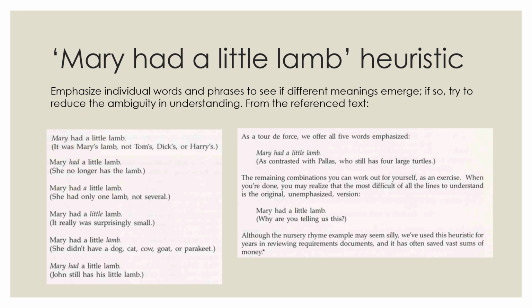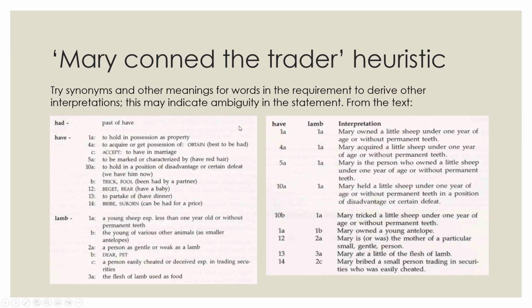Why are you including this in there? How does it, in the case of a book, advance the story or the plot or give some insight into characters? Same thing in requirements, right? Why is that there? Great. But Mary Had a Little Lamb just says take the words and almost take it apart into the pieces and see if you're getting wide variation in meaning, or some words or phrases that don't need to be there. Okay. And the Mary Conned the Traitor heuristic, and this one is kind of fun.